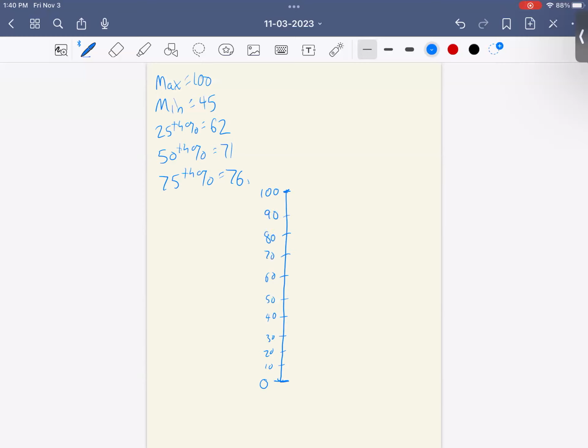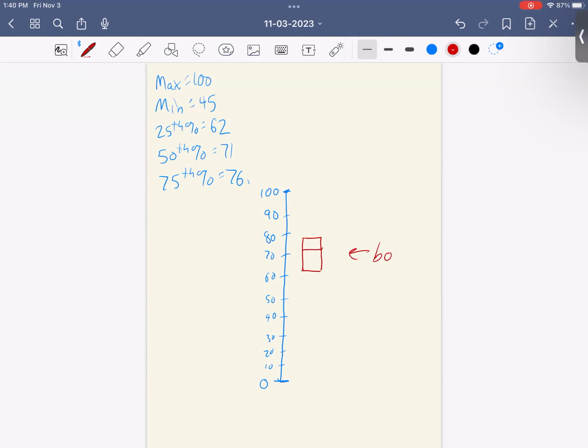And then for our box and whisker plot, what I do is I draw a little box that goes from the 25th to the 75th percentile. So from 62 up to 76. Maybe I'll draw it in different colors. So I'll go from 62 here up to 76, and I'll draw this as a box. 62 up to 76. I draw a line at the median, so I draw a line across that at 71.